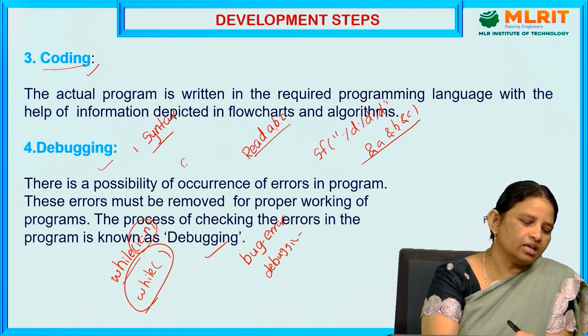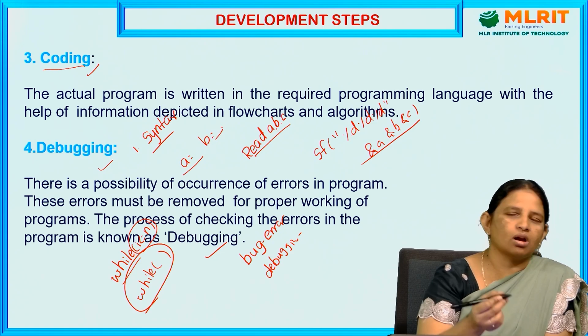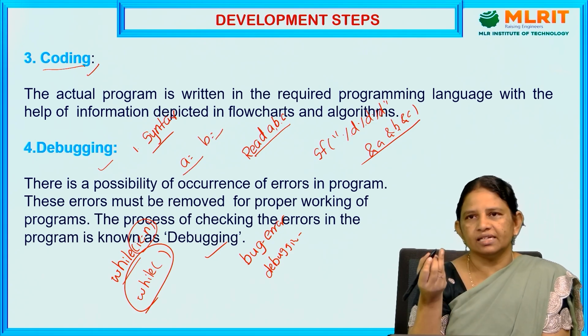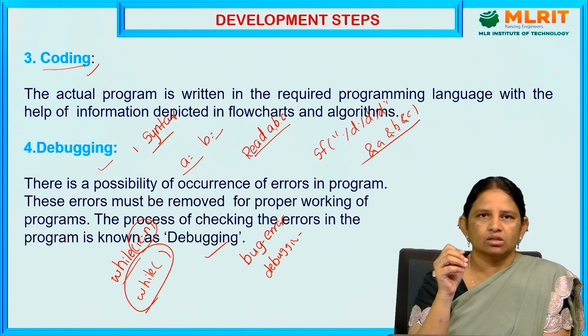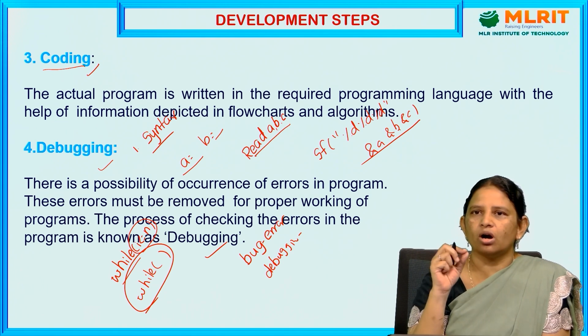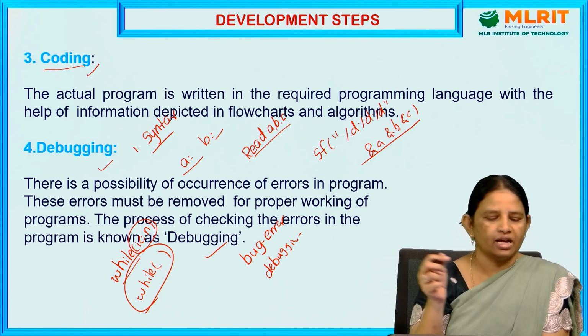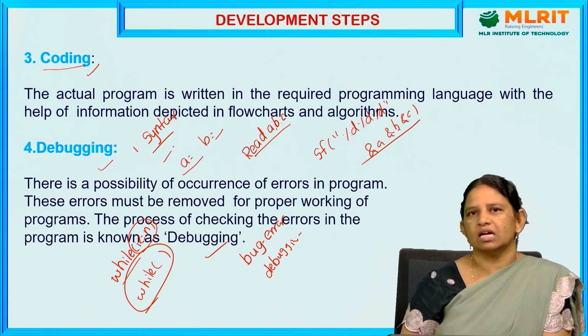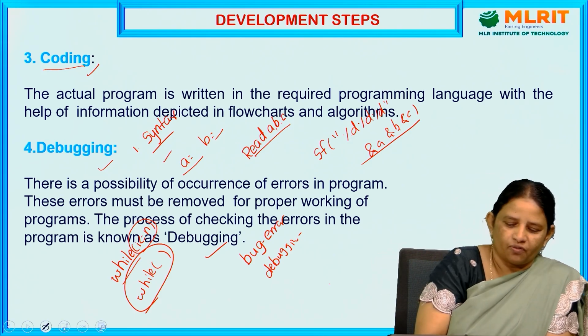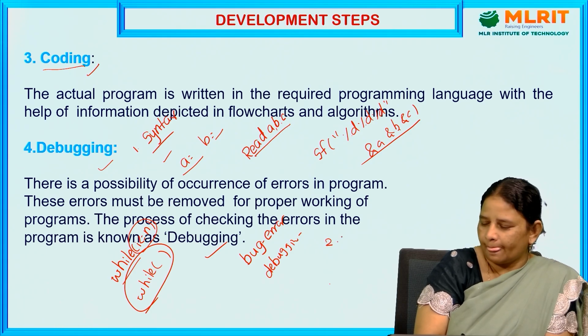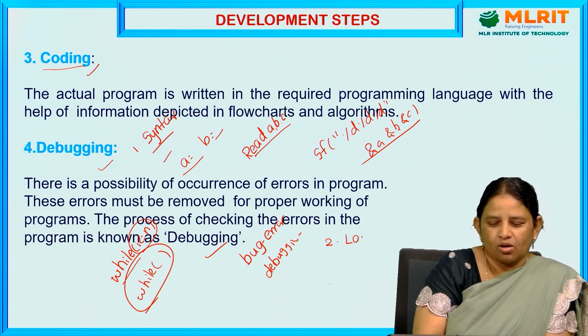Then, A equal to B equal to, where the A and B values are not initialized, then it does not follow the syntax. So what do syntax errors mean? According to the rule, if the statement is not written in the proper format, then syntax errors are generated. The second type of error is called a logical error.